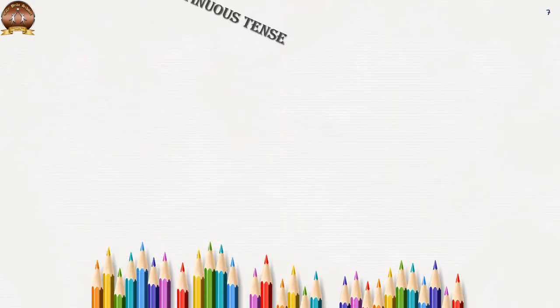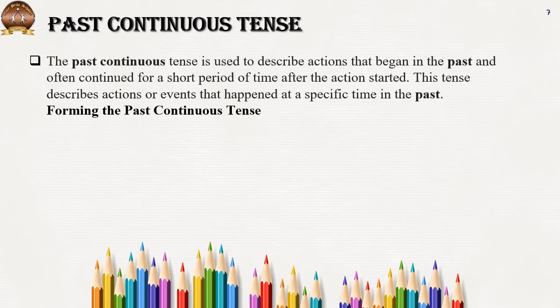As we come to past continuous tense, continuous as a concept remains the same, an action that is continuing. Now in past continuous, that action began sometime in the past and continued for a short period of time after the action started. The continuing action is in past, started and ended in the past. This tense describes actions or events that happened at a specific time in the past.